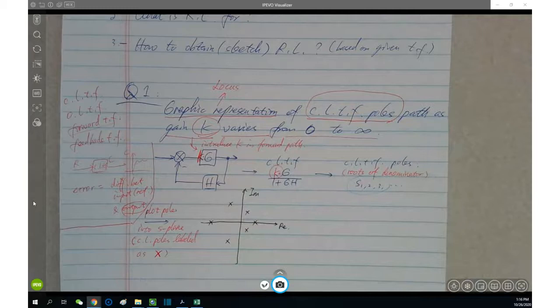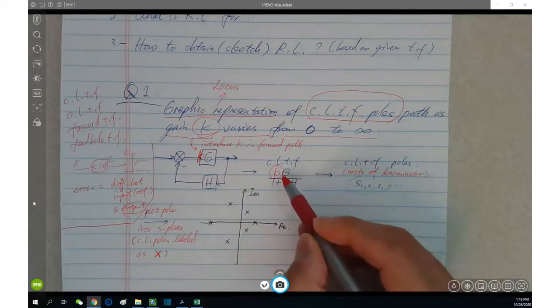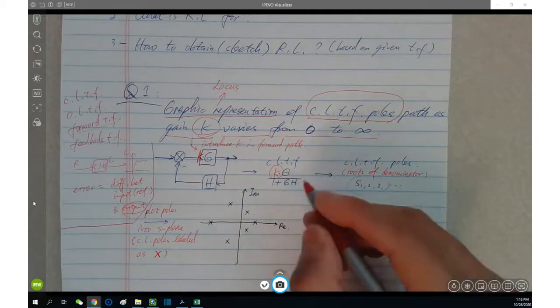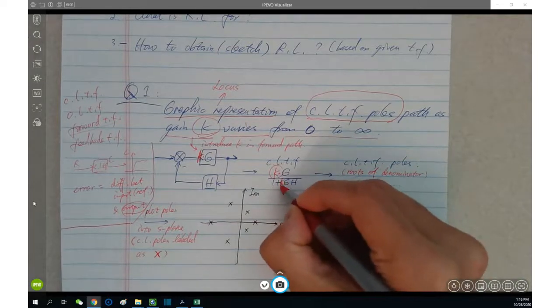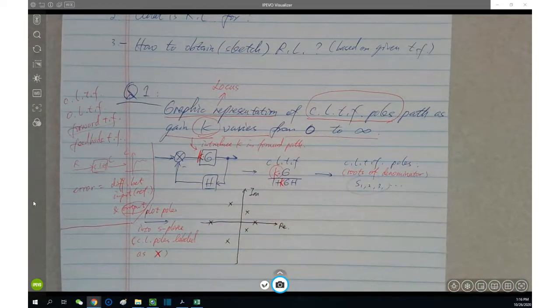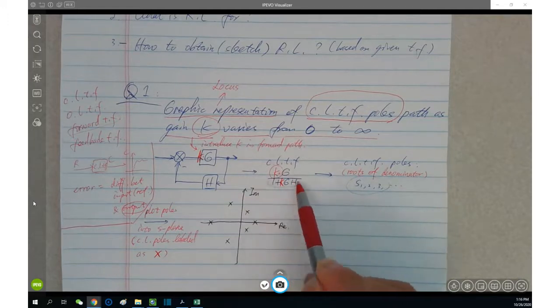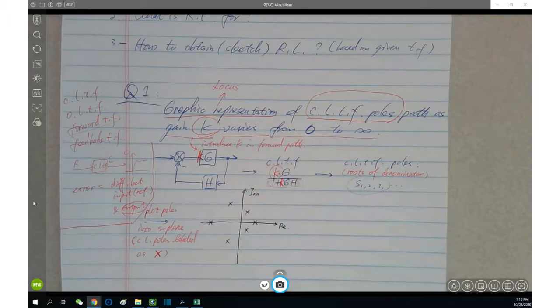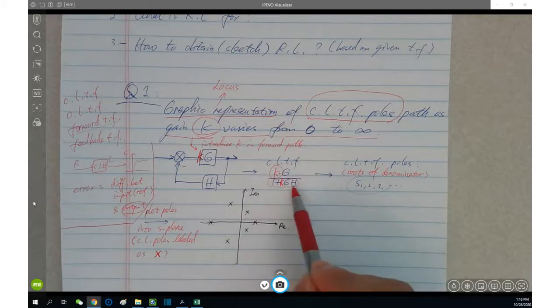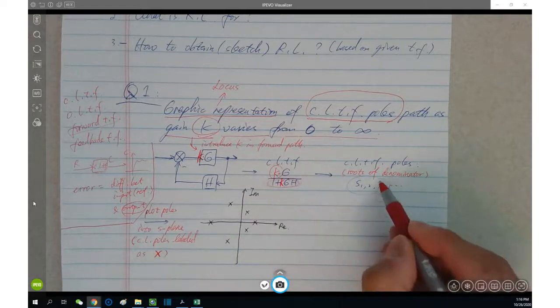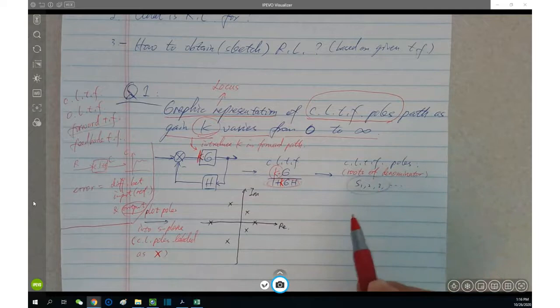Therefore, the resultant closed loop transfer function is K times G over 1 plus KGH, right? The denominator is becoming 1 plus KGH rather than 1 plus GH. Therefore, you can imagine if we are varying the K value here, your denominator polynomial is changing. Does it make sense? Your denominator polynomial is changing, then you're going to have different closed loop poles.